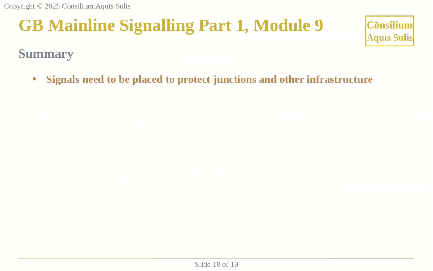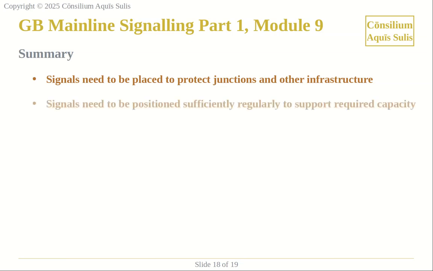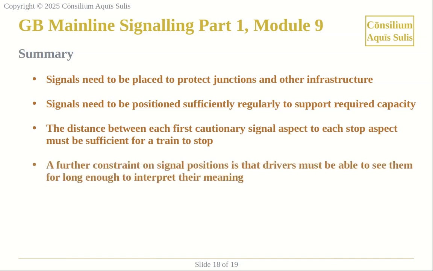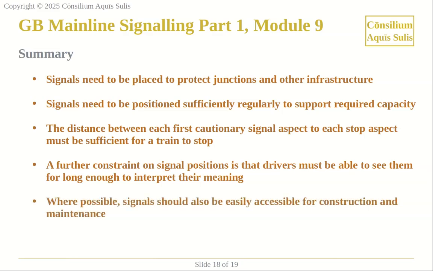So in summary, we've seen a number of factors that constrain where signals go and can influence the signalling scheme's design. Signals need to be placed to protect junctions and other infrastructure. They need to be placed sufficiently regularly to support required capacity. The distance between the first cautionary signal aspect and the corresponding stop aspect must be sufficient for a train to stop. And drivers must be able to see their signals for sufficient time to interpret their meaning. And where possible, signals should be easily accessible for construction and maintenance purposes.